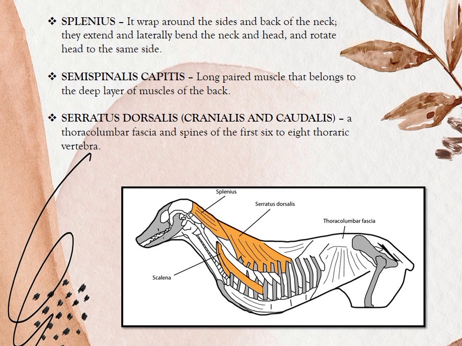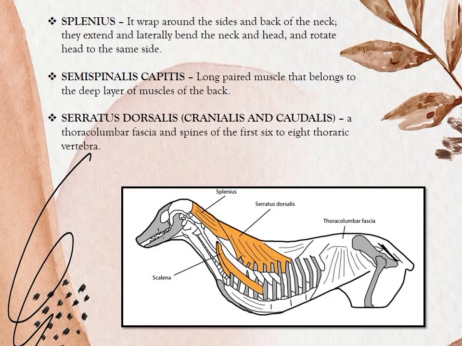The third is the semispinalis capitis. It is a long paired muscle that belongs to the deep layer of muscles of the back. It also forms the superior and largest component of the 3-part semispinalis muscle. Last is the serratus dorsalis, cranialis and caudalis, from the thoracolumbar fascia and spine of the first 6 to 8 thoracic vertebrae.